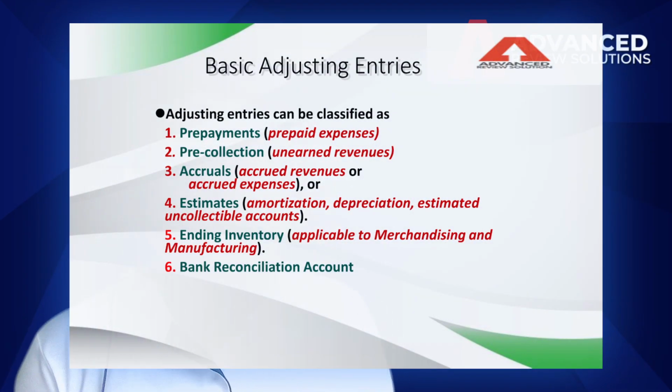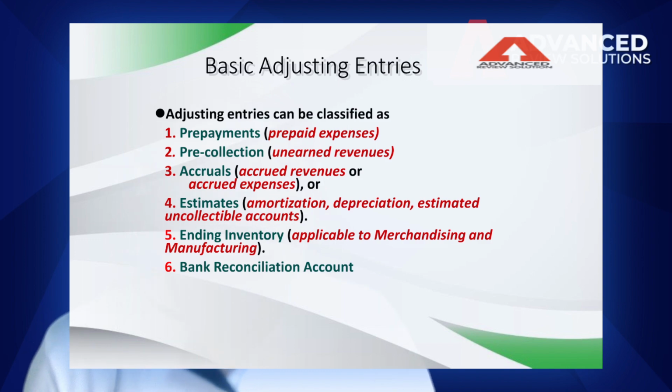But ano yung mga ina-adjust natin? Number 1, you have our prepayments, yung ating mga prepaid insurance, prepaid advertising, you pay in advance. Okay? Number 2 is about pre-collection. Ibig sabihin, you receive cash in advance. Yan naman ay utang mo, no? Number 3, you have also your accruals, accrued revenues, or accrued expenses. Alam niyo na class, no? Number 4, you have estimates, you will record amortization, depreciation, or estimated uncollectible accounts. And number 5, ito naman ay more on merchandising. So it includes merchandising and manufacturing. And number 6 is all about bank recon.